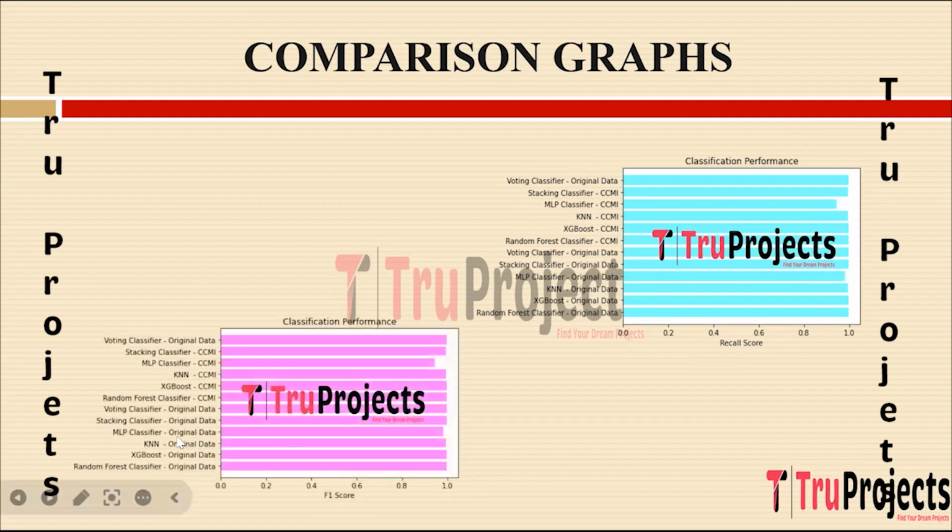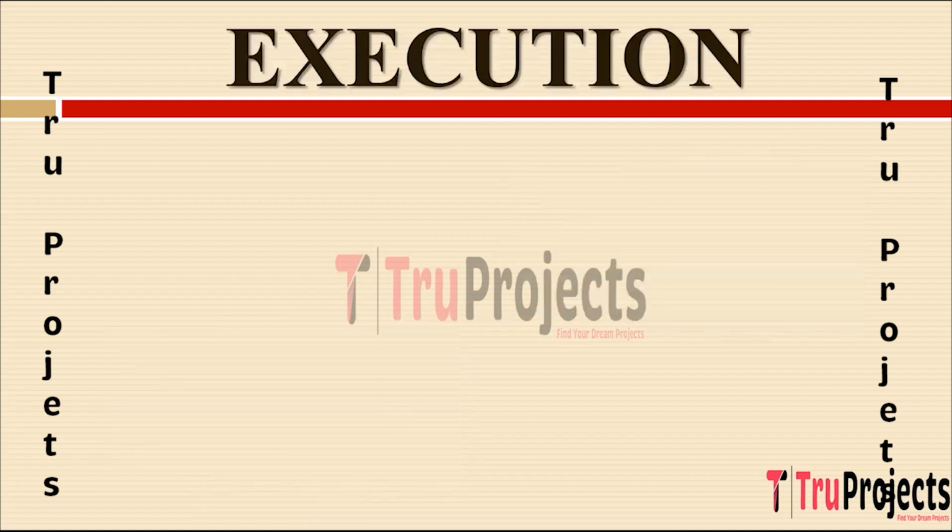This is the F1 comparison graph. On the x-axis, we have F1 score, and on the y-axis, we have algorithm name. F1 score is the harmonic mean of precision and recall. It is a balanced measure that considers both false positives and false negatives. It is calculated as 2 times the product of precision and recall divided by the sum of precision and recall. It provides a single metric that balances precision and recall, making it useful when we want to consider both false positives and false negatives in the evaluation.